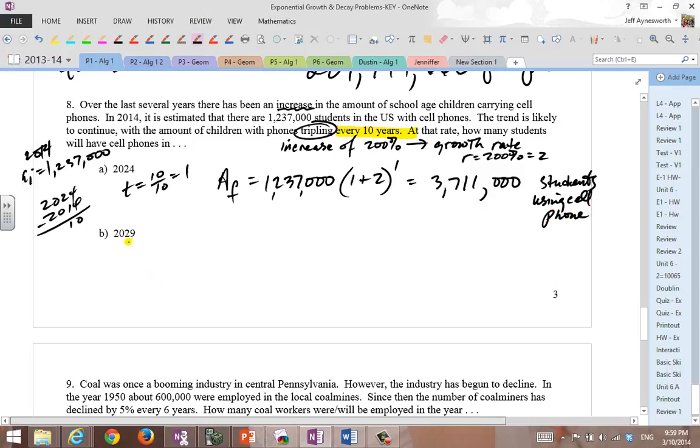So how many by 2029? Well, let me see, 2029 minus 2014, that's 15. 15 years have gone by. Well, T in this case is 15 divided by 10, because every 10 years this thing triples. That's 1.5 time periods.